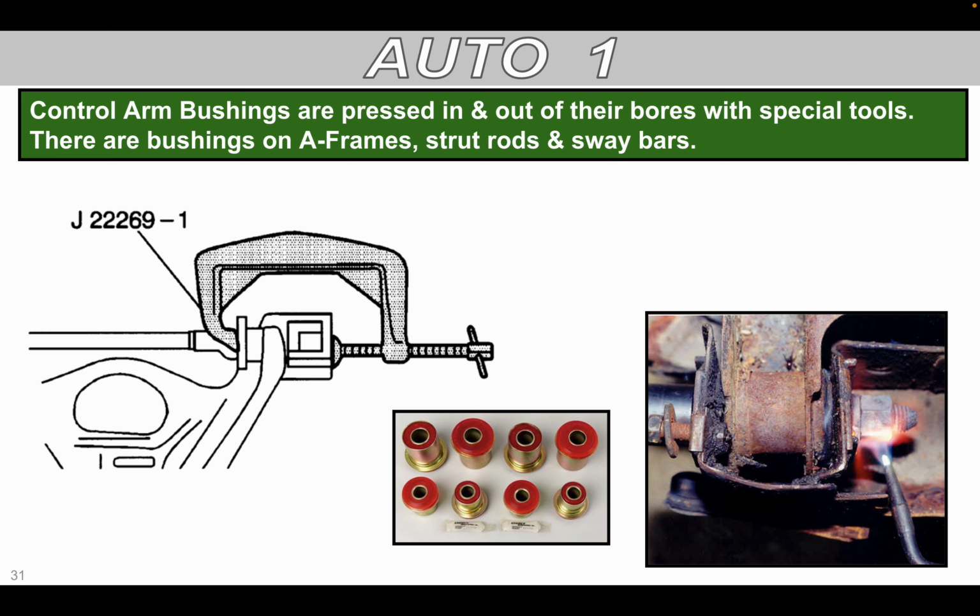Okay, control arm bushings are pressed in and out of their bores with special tools. There are bushings on A-frames, strut rods, and sway bars. You probably want to make sure that you are identifying where bushings are, and what components have bushings in your suspension system.